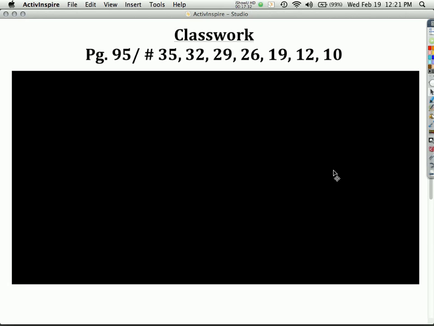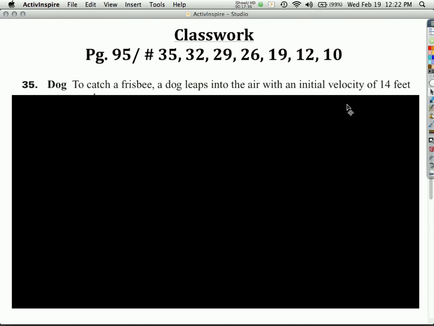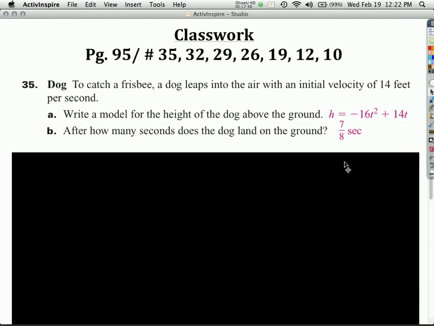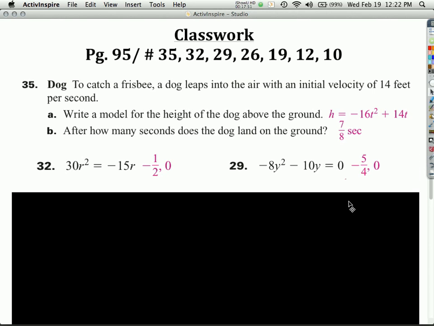All right, let's get our color pens up and let's see how we're doing so far with solving equations. Number 35, all it did was break down the process into 2 steps. Number 32, you get 2 solutions, -1/2 and 0. Unfortunately, if you get 1 solution correct and 1 incorrect, the whole thing is wrong. You need both solutions correct.